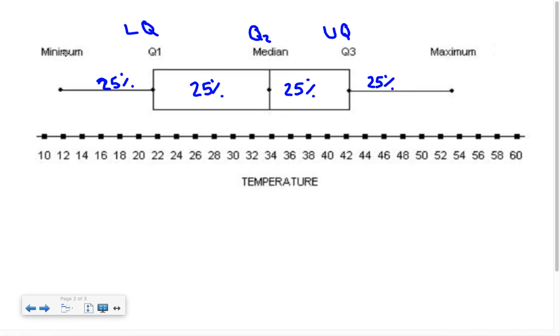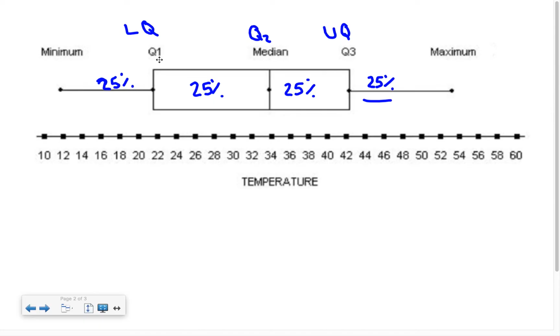So looking at it from our minimum to our median, since we know that's half of it, it's going to be 50%. 25% for this part of the box, 25% here. If I'm going from the lower quartile to the maximum, that's going to be 25, 50, 75%. So each part of this box plot is going to represent 25% of our data.